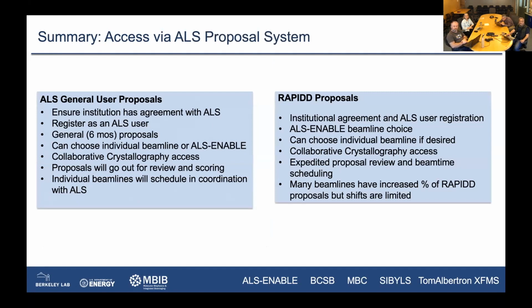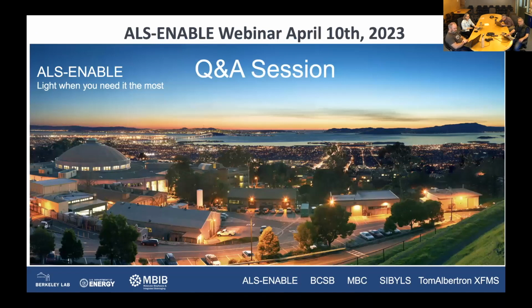So gaining access for both general user proposals and rapid proposals, make sure that you register as an ALS user. Also ensure that your institution has an ALS agreement. So one of the things we do look for is what institution you are at, what agreements we have in place. As far as rapid proposals go, most of us have increased the percentage of rapid proposals we're allotting during the APS dark periods, since so many people are going to be jumping in for the first time.